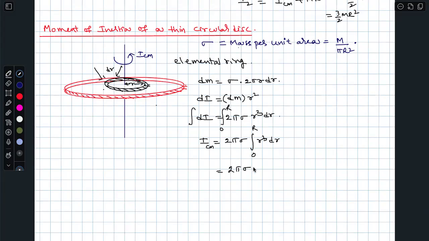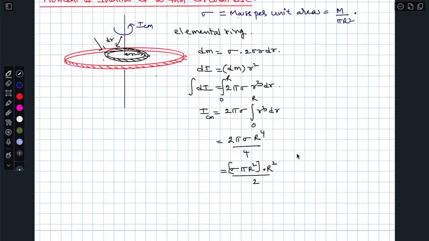This will become 2 pi sigma r power 4 by 4. I will modify this like this: sigma pi r square into r square by 2. Have you identified what sigma pi r square is? Mass. That's the mass of the disk. M r square by 2. So therefore, moment of inertia of this disk about an axis passing through the center perpendicular to the plane of the disk is M r square by 2.